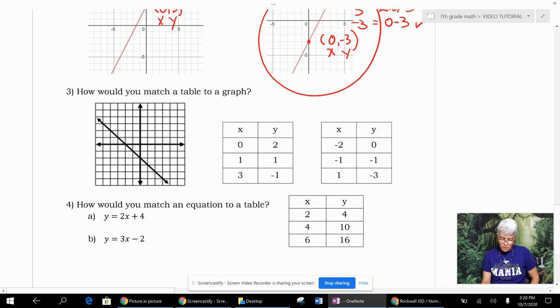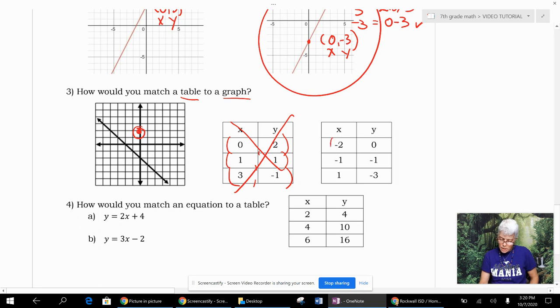Let's look at the next one. Again, remember, this is matching a table to a graph. Remember, these are ordered pairs. And it's really easy to plot these ordered pairs on a graph. So let's do so and see if they all end up on the line. If they all end up on the line, then we know that the graphed line matches the table. So 0, 2. 0, 2 is right here. So already we know that this one's not working out.